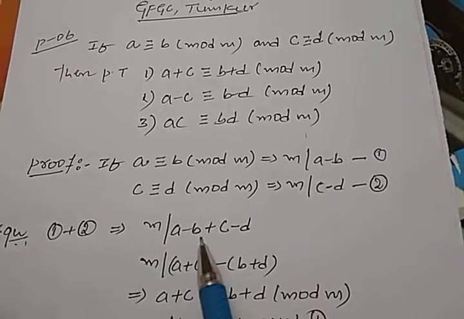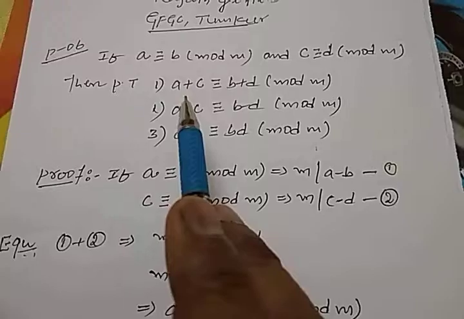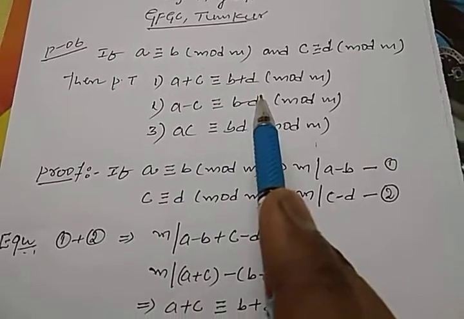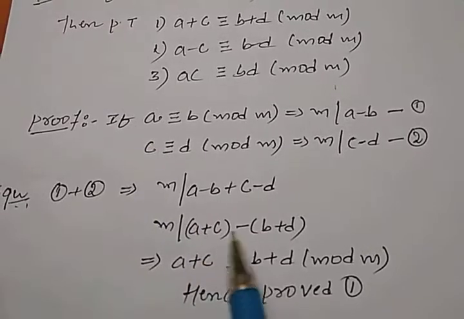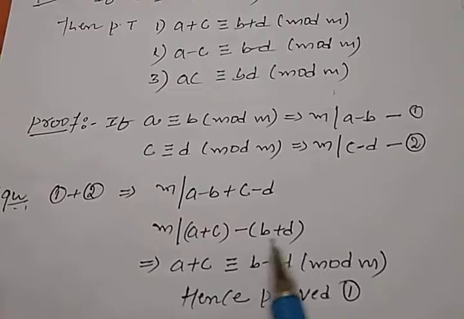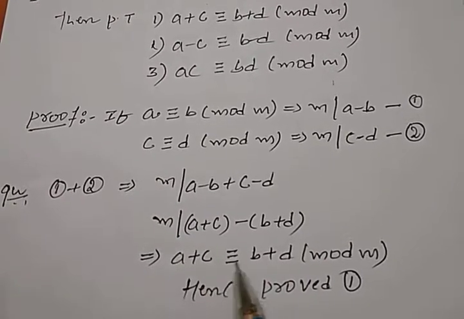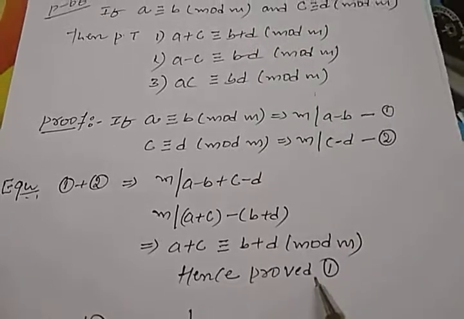Now I am going to group A and C because the proof is A plus C is congruent to B plus D mod M. So grouping the terms, A plus C, take minus outside, B plus D. If M divides A plus C minus (B plus D), which implies A plus C is congruent to B plus D mod M. So hence proved the first one.